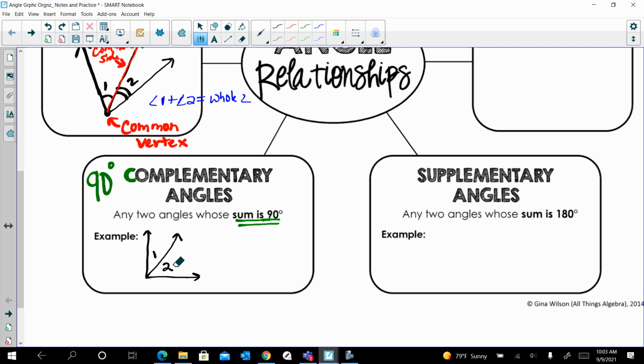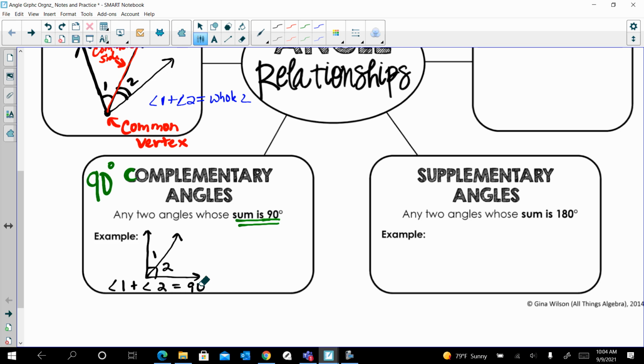Okay, right now I'm showing adjacent. What needs to be added for it to show complementary as well? The box. Yes, so you need to add your box to indicate they are complementary. The box indicates 90 degrees, so now I can say angle 1 plus angle 2 equals 90. The sum of those 2 adjacent angles is 90. Now, complementaries just have to have a sum of 90. They don't have to be adjacent.